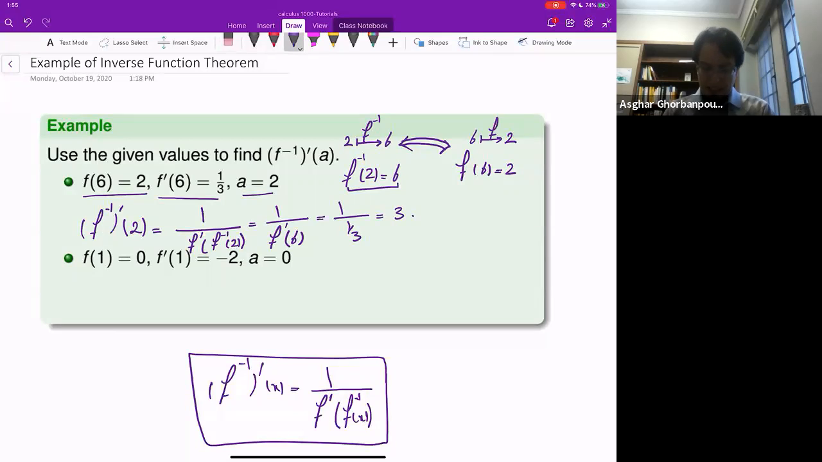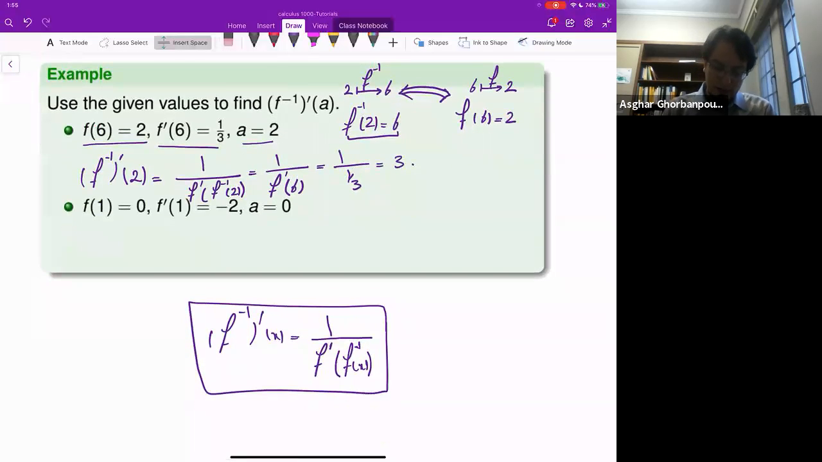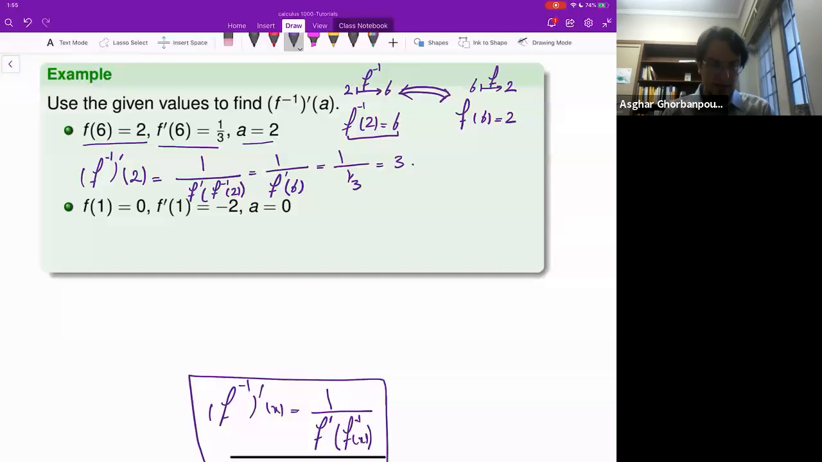Again, first thing is to write down the formula, and then go from there. For the second one, f inverse prime at 0. This is what we are trying to find. The theorem says that this is equal to 1 over f prime evaluated at f inverse of x, where x in this case, by the way, is 0.